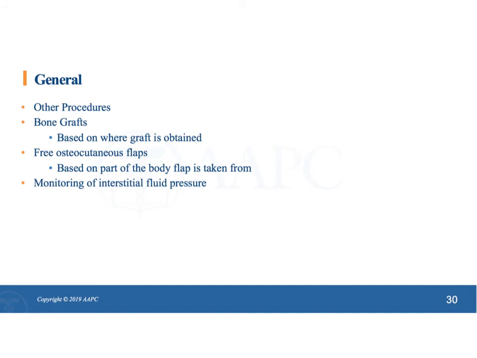Codes for obtaining autogenous bone, cartilage, tendon, or other tissues through separate incisions should be reported separately unless the code descriptor references the harvesting of the graft or implant. There is an instruction at the beginning of the section instructing to not append modifier 62 to bone graft codes.